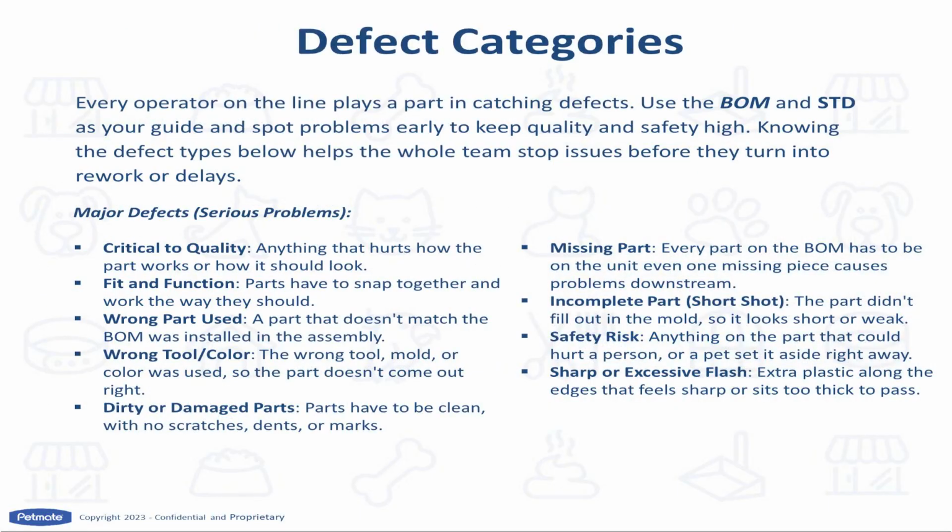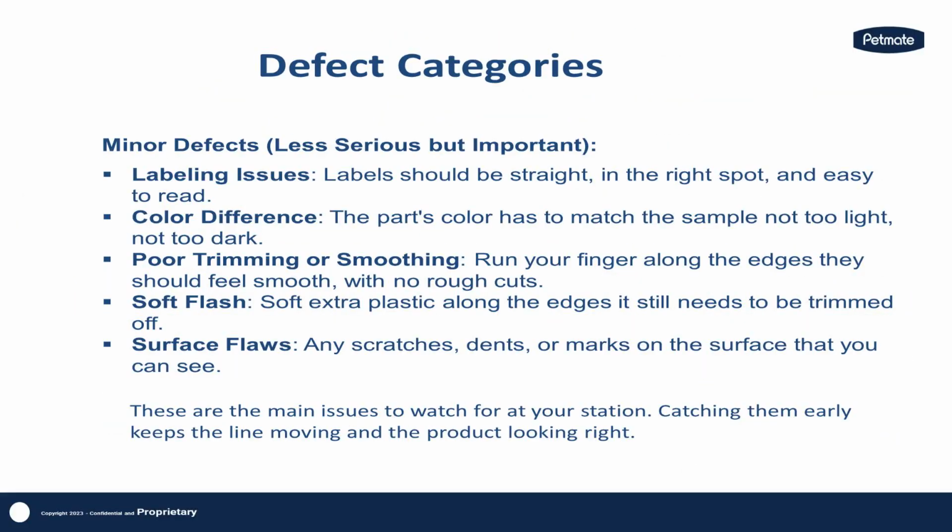Minor defects, though less serious, are important to address. Identifying these early keeps the line moving and the product looking right. Cover the minor defects: labeling, color match, trimming, soft flash, surface flaws. These won't shut the line down, but unaddressed they become customer complaints. Reinforce that catching them at the station is faster and cheaper than catching them at final inspection.